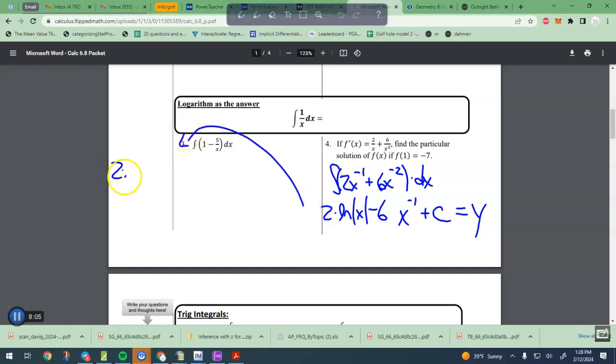So plug in 1 for x and negative 7 for y. And then we've got to solve this for c. So natural log of 1, remember natural log.